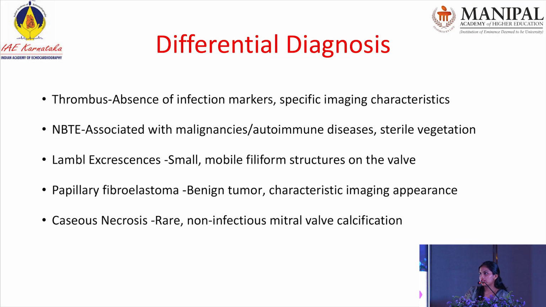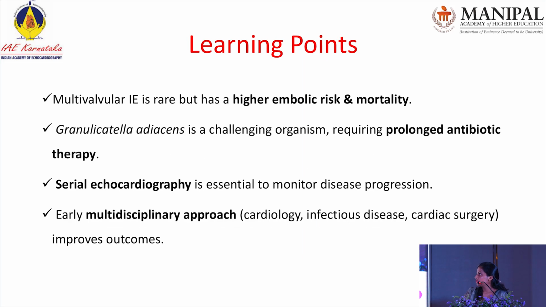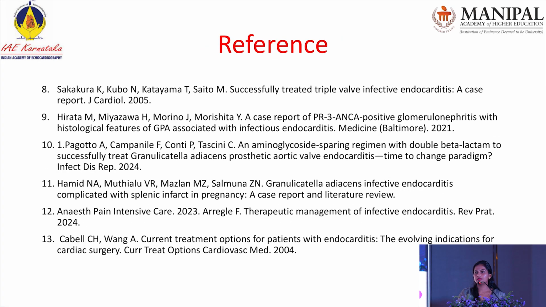So these are the differential diagnoses: thrombus or non-bacterial thrombotic endocarditis, Lambl's excrescences, papillary fibroelastoma, caseous necrosis. So in summary, multivalvular infective endocarditis is rare but has a higher embolic risk and mortality. Granulicatella adiacens is a challenging organism which requires prolonged antibiotic therapy, and serial echocardiography is essential to monitor disease progression. An early multidisciplinary approach improves the outcome. These are the references. Thank you.